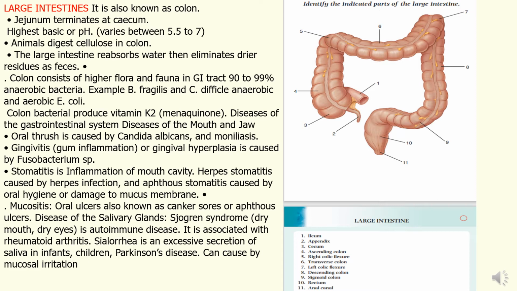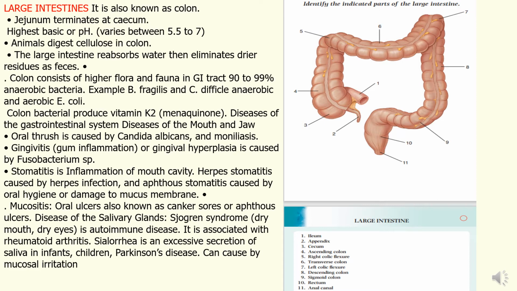Diseases of the salivary glands. Sjogren syndrome, which causes dry mouth and dry eyes, is an autoimmune disease. It is associated with rheumatoid arthritis. Sialorrhea is an excessive secretion of saliva in infants and children. Parkinson's disease can also cause it, as can mucosal irritation.